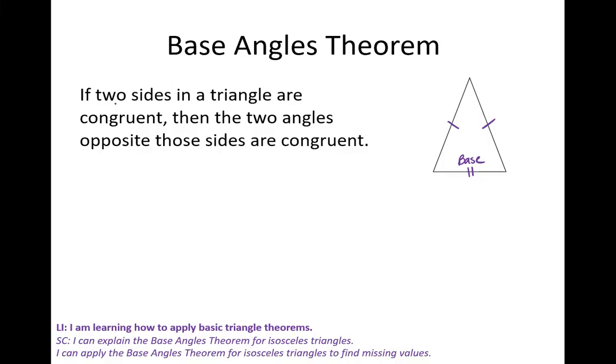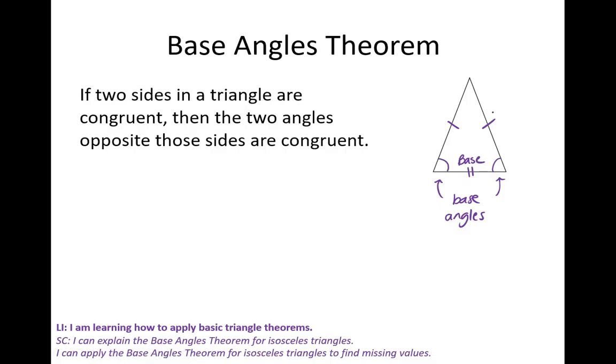Let's go back to our theorem here. If two sides in a triangle are congruent, then the two angles opposite those sides are congruent. So opposite the side on the left would be this angle right over here, and opposite the side on the right would be this angle right over here. These two angles have a special label in an isosceles triangle. These are called the base angles. They are the angles that connect a congruent side to that third or other side. So congruent side connected to the other side.